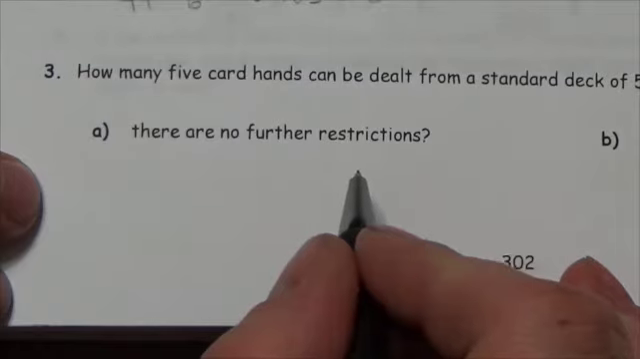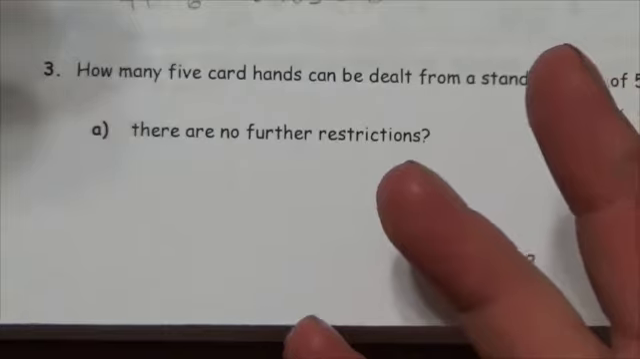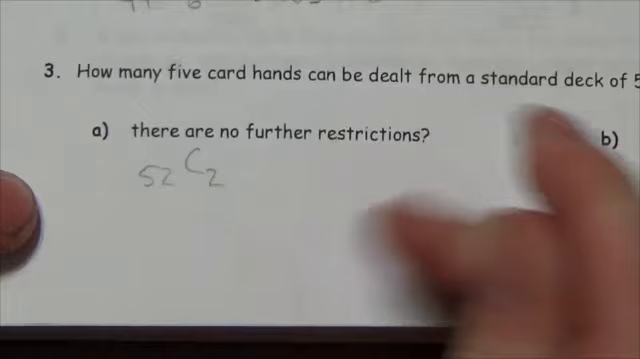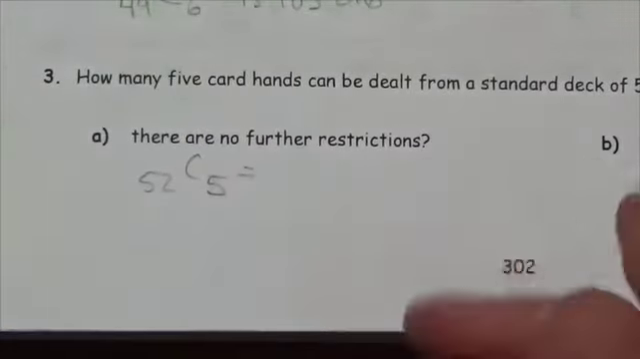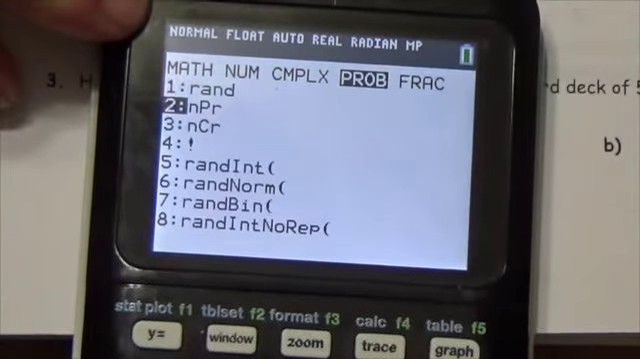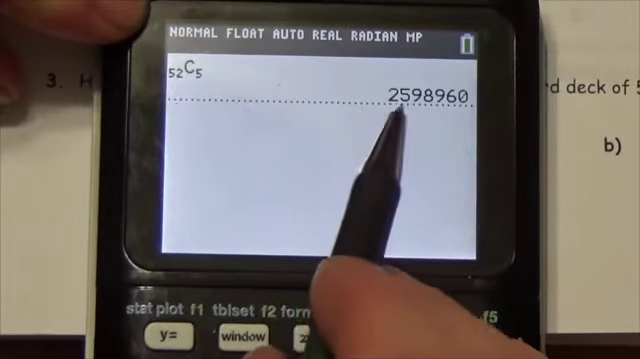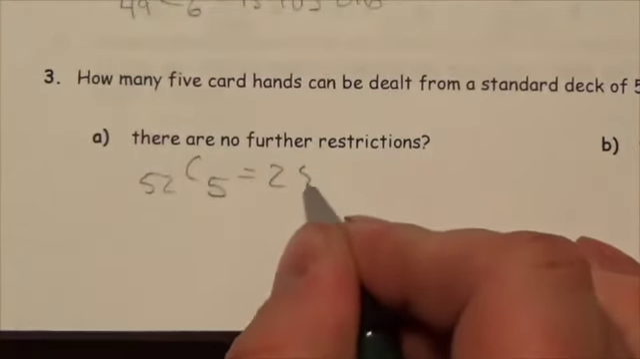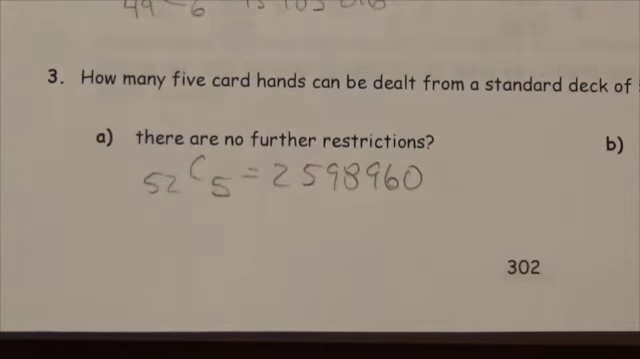Okay, if there are no further restrictions. Okay, so no further restrictions. We don't really care what order it is, what order you pick them up in. You just want to have them in your hand here. So that's going to be 52, oops, sorry, not choose 2. 52, choose 5. Okay, so go to our calculator here, 52, choose 5. Order's not important. And here we go here. We've got, what is that, 2,598,960 different 5-card hands we can choose.